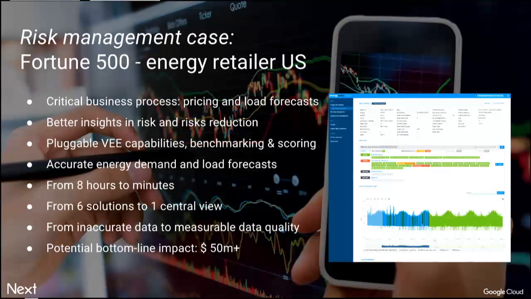So my colleague Eric is going to step on stage in a minute. He's going to explain some of the use cases we've been doing. And one of the use cases we've been doing is the risk management case. For a Fortune 500 energy retailer in the US, based in Texas, we automated their business critical process for pricing and forecasts. So they could get better insights in risk and risk reduction.